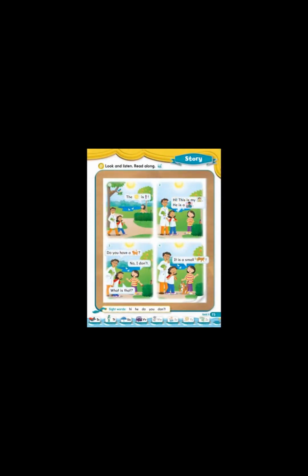Page 73. Story. D. Look and listen. Read along. 1. The sun is up. 2. Hi, this is my uncle. He is a vet. 3. Do you have a cat? No, I don't. What is that? 4. It is a small tiger. Sight words. Hi. He. Do. You. Don't.